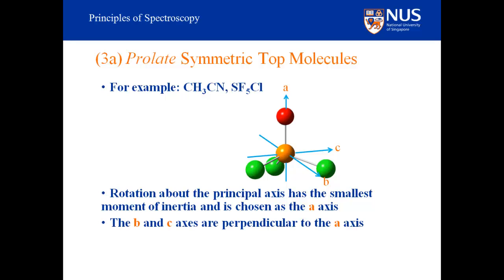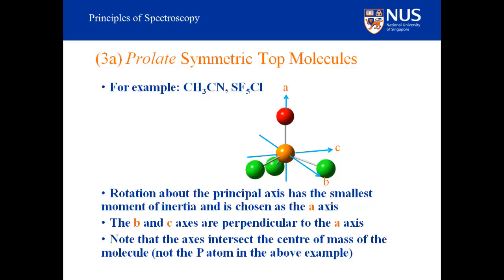The B and C axes are perpendicular to the A axis. Now again, just to reiterate, the rotational axes go through the centre of mass, and in this particular example, not through the centre of the phosphorus atom. In this particular case, the moment of inertia around the principal axis, the IA, is smaller than the moments of inertia perpendicular to it.